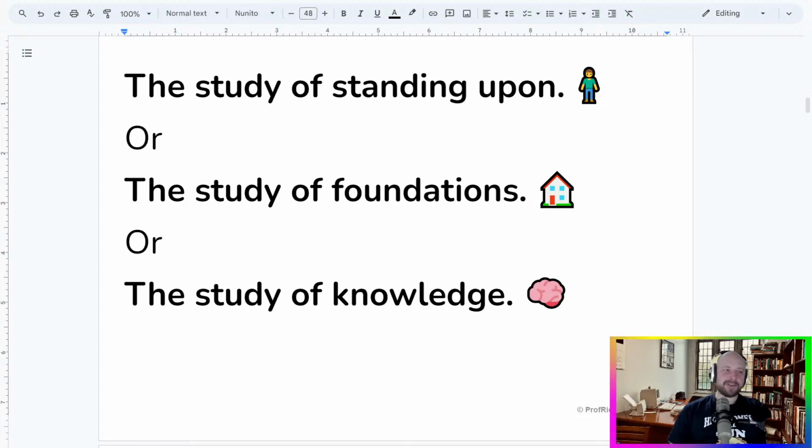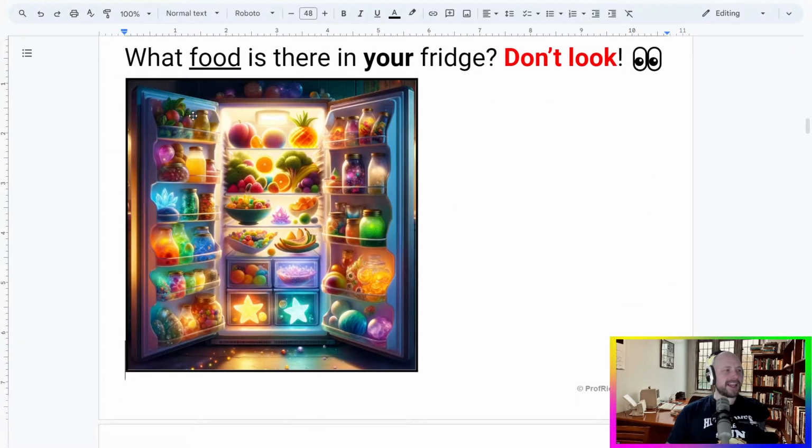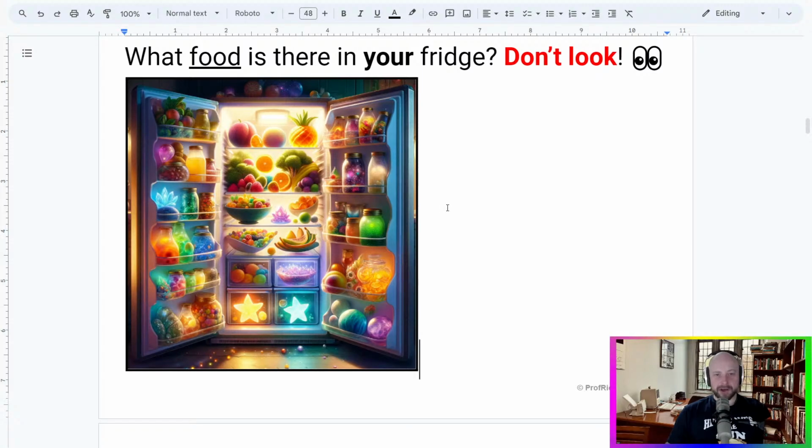So, I have a question for you, everybody. Are you ready? This is a question about food, and it's a question about your fridge. How well do you know your fridge? I want answers in the chat. What have you got for me? What food is there in your fridge? Don't look. Don't look. I want you to tell me now in the chat. Do you know what's in your fridge? I'll do it as well. I'll type my answer in the chat.